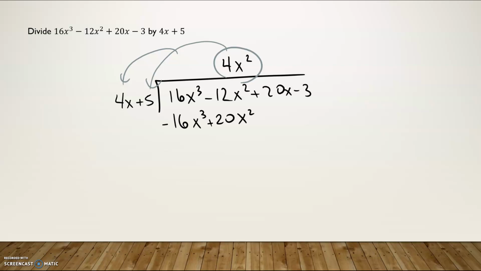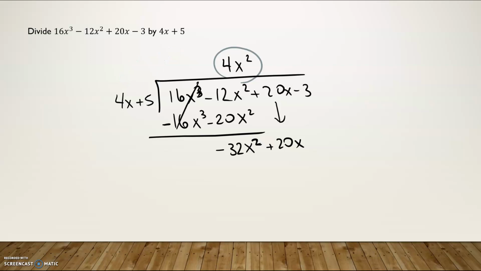All right, I'm going to change the signs. Okay, so those go away. And I get negative 32x squared. Bring down this 20, so plus 20x. By the way, we did go in descending order, 3, 2, 1, and x raised to 0, so that wasn't an issue. You need to always check that first before we start doing this.